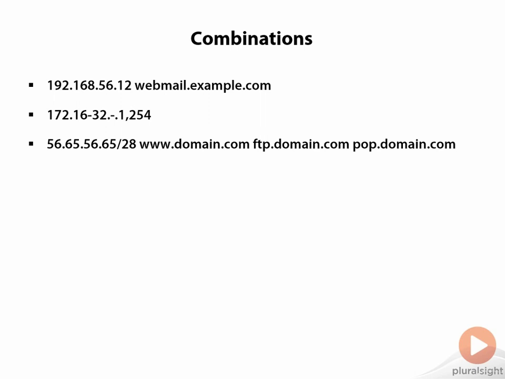Most of the target specification types can be combined. Here are several target lists, all of which are valid. Note that the targets are space separated. In the first example, we're combining an IP address with a DNS name. In the second example, we're using both ranges and lists. And in the last example, we're specifying a small network using CIDR notation and 3 DNS names. Of course, more complex combinations are possible, but I'll let you get creative with those on your own.